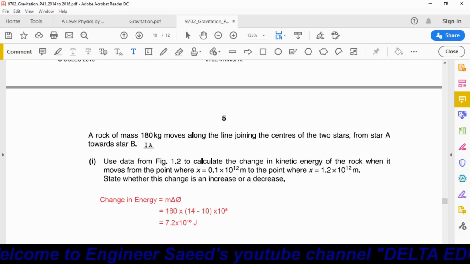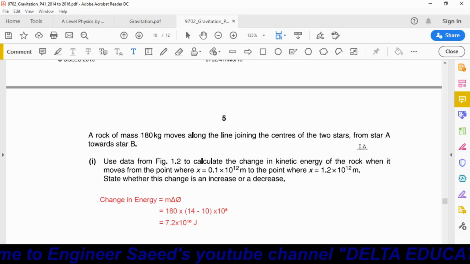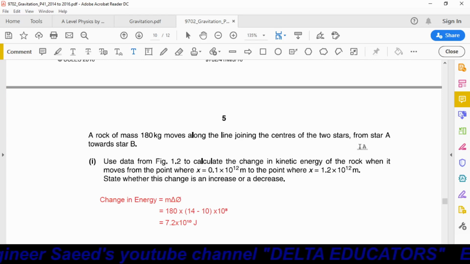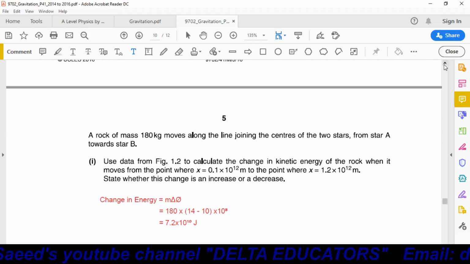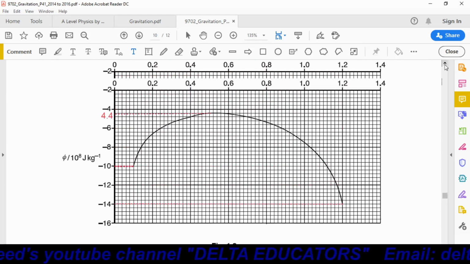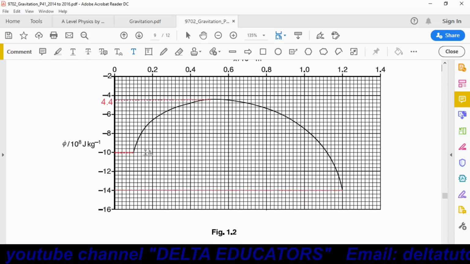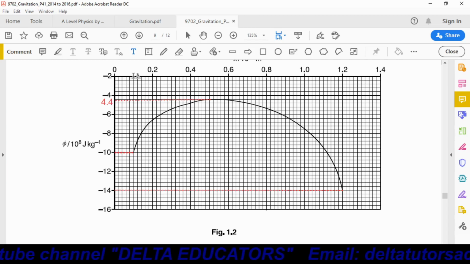A rock of mass 180 kg moves along the line joining the center of the two stars from star A toward star B. Use data from figure 1.2 to calculate the change in kinetic energy of the rock when it moves from the point where x is equal to 0.1 into 10 power 12 meter. This is the distance, 0.1.